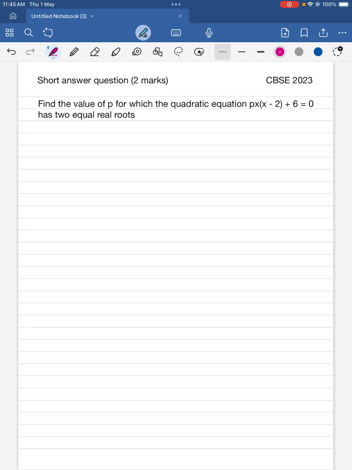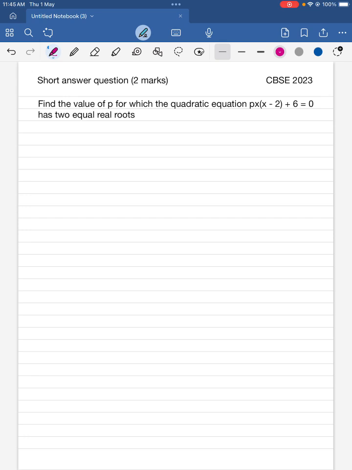Today let's solve a simple but important 2-mark question from the CBSE 2023 board paper. Now the question is like this. Find the value of p for which the quadratic equation px(x - 2) + 6 = 0 has two equal real roots.